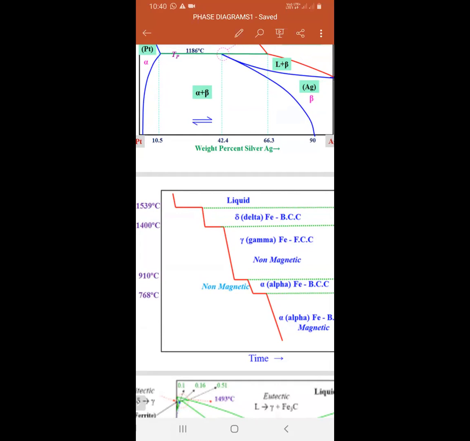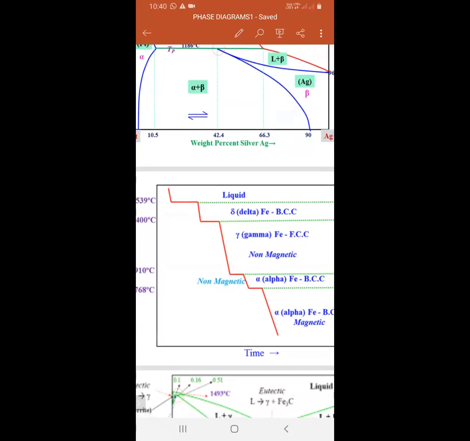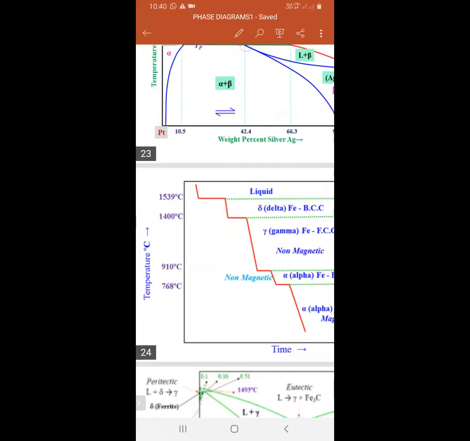That is the delta. Delta, that is the solid phase. The structure is BCC, body centered cubic. Next, we have to cool. Up to 1400 degrees centigrade, then from 1400 degrees centigrade down to 900 degrees centigrade.